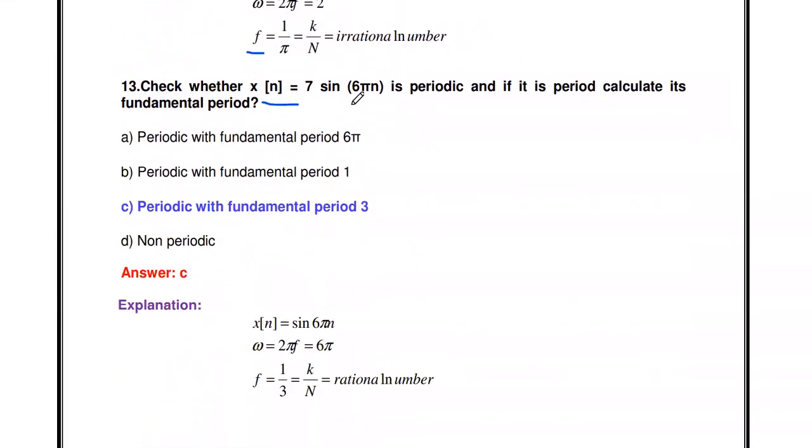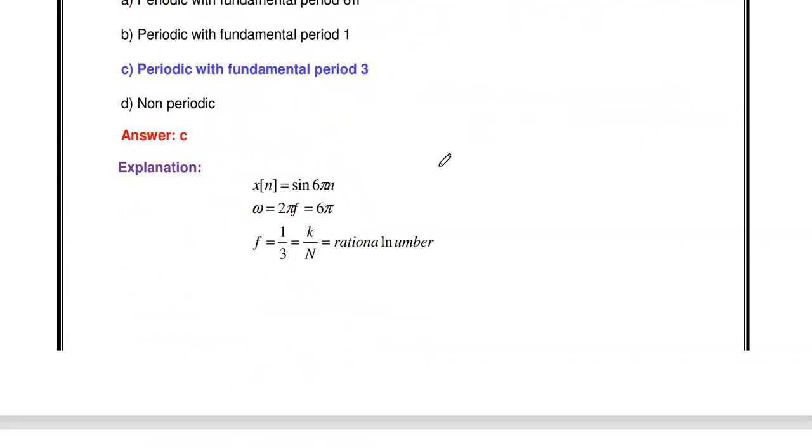Check whether x of n equal to 7 sine 6 pi n is periodic. If it is periodic, calculate the fundamental period. Here you see sine 6 pi n. Here pi is available, so the signal is periodic. But we have to find out the fundamental period also. The fundamental period is nothing but this capital N value.